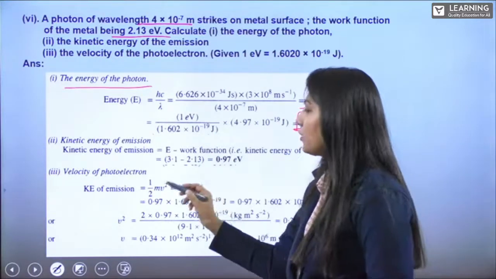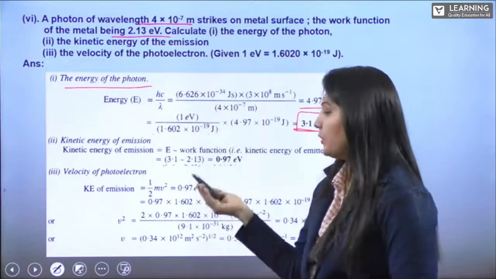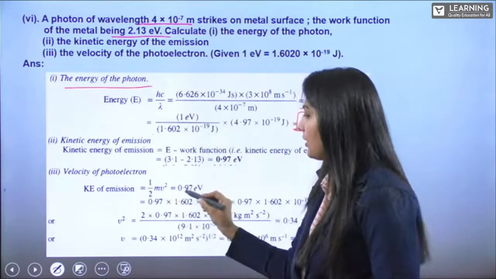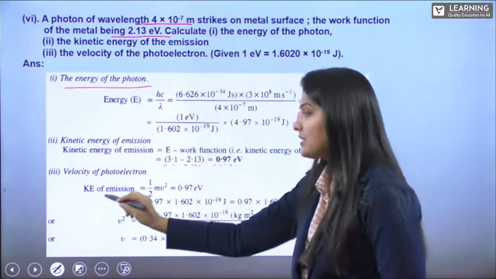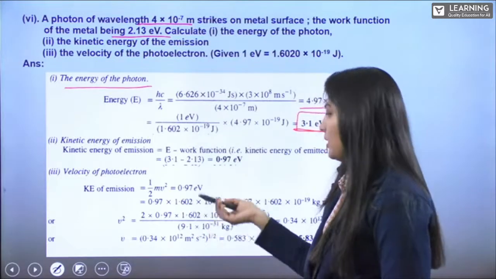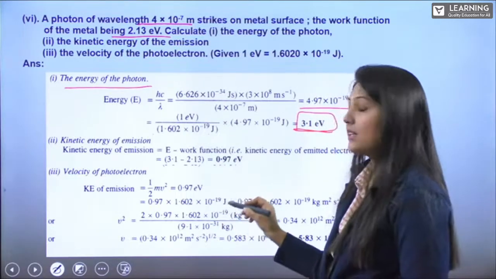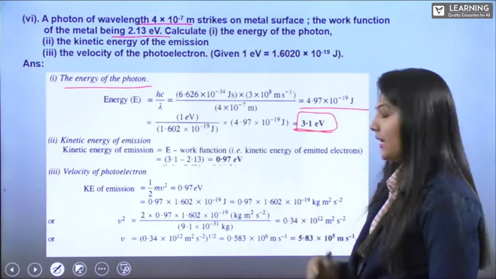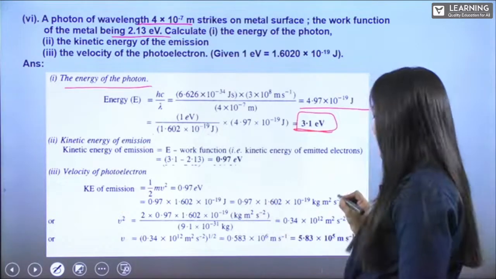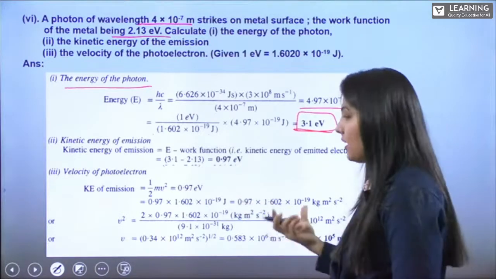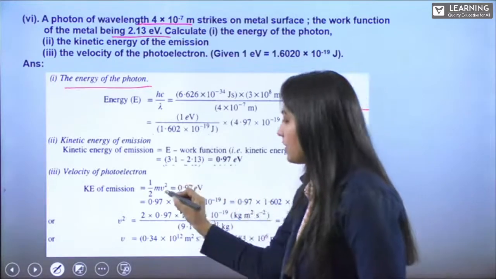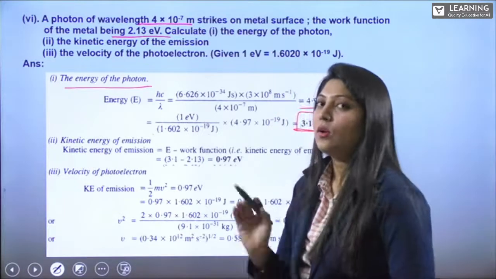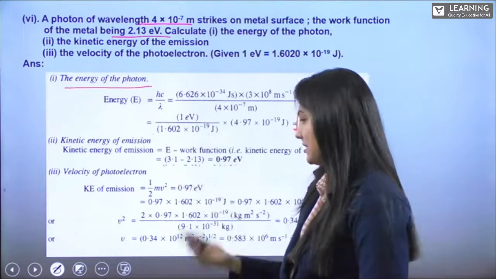We just have to find out the velocity. So v square, if you take, you'll get the answer here. By substituting the electron emission, we have 0.97 eV, that is the kinetic energy, into 1.602 into 10 raised to minus 19 joules. You will get the answer in kg meter square per second square, and from there you can find out this v square. That is, v is the velocity of the electrons which are emitted.